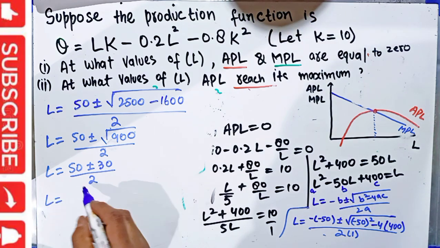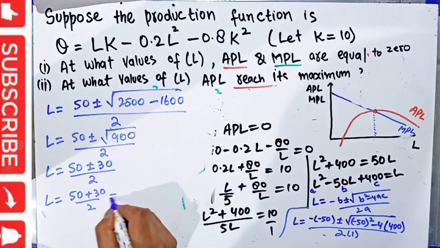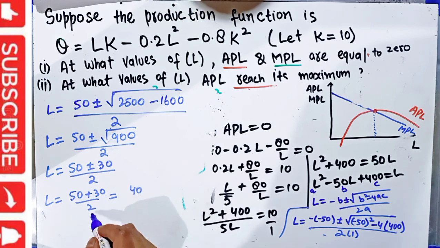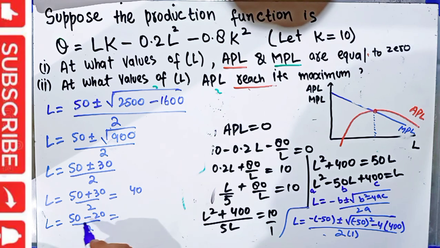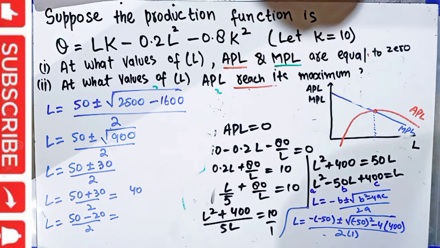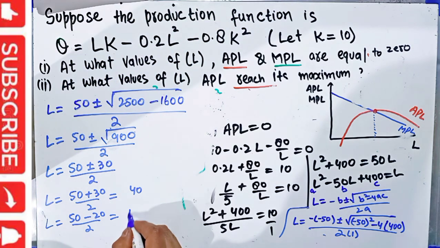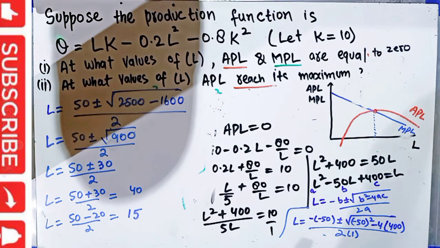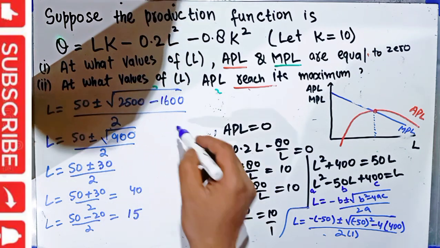So L is equal to either (50 plus 30) divided by 2, which gives us 80 upon 2, which is 40, or L is equal to (50 minus 20) upon 2, which is 15. I hope I am doing it correctly here. Okay, 80 upon 2 is 40, so I got two values.